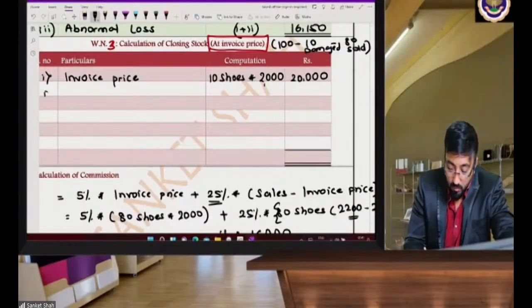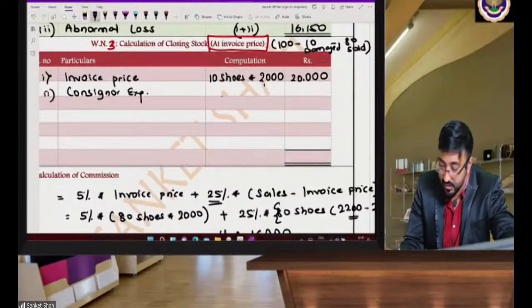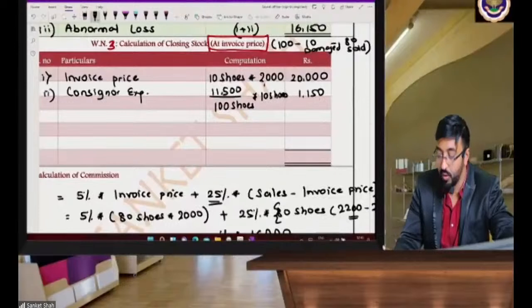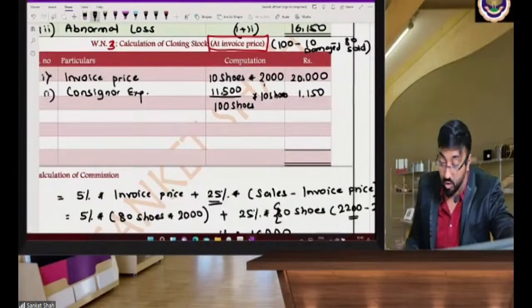Roman 2, consignor expenses. Consignor expenses 11,500. On how many shoes? 100 shoes. And you are left with 10 shoes. So 1150. And the third one, you are going to make a mistake now. I am telling you, red pen.